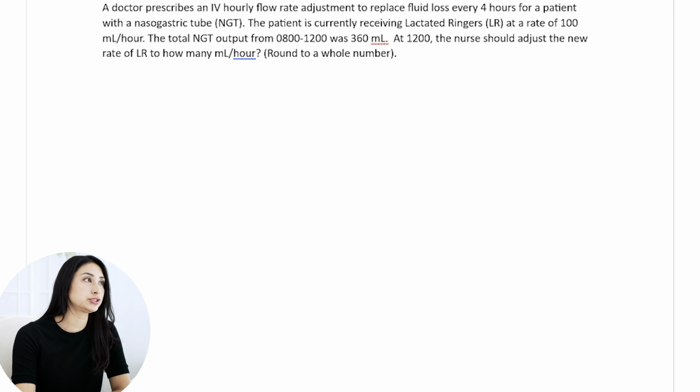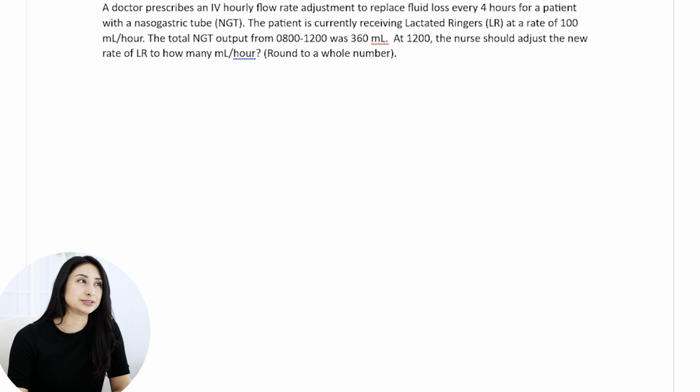It says that a doctor prescribes an IV hourly flow rate adjustment to replace fluid loss every 4 hours for a patient with a nasogastric tube, an NG tube. The patient is currently receiving lactated ringers, LR, at a rate of 100 milliliters per hour. The total NG tube output from 0800 to 1200 was 360 milliliters. At 1200, the nurse should adjust the new rate of LR, lactated ringers, to how many milliliters per hour? Round to a whole number.